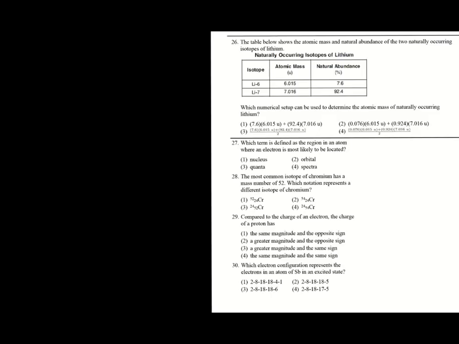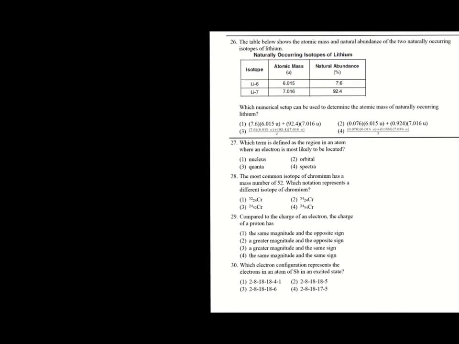Alright, 26. Which numerical setup, so we're not looking to solve it, we're looking to just find the equation set up with the properly substituted values. So which of them can be used to determine the atomic mass of naturally occurring lithium? So the way we're going to do it is that we're going to take each of these atomic masses and multiply them by their natural abundance percentage.